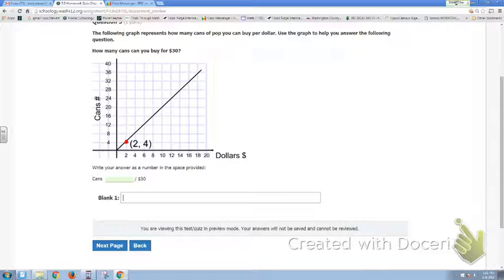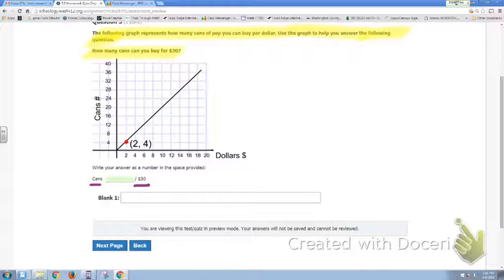Okay, question number 3 reads, the following graph represents how many cans of pop you can buy per dollar. Use the graph to help you answer the following question. How many cans can you buy for $30? So this time we're given a rate and we're asked to set up a proportional relationship and solve for an unknown proportion. If we're worried about cans per dollar, then we need to make sure we set this up as cans per dollar.